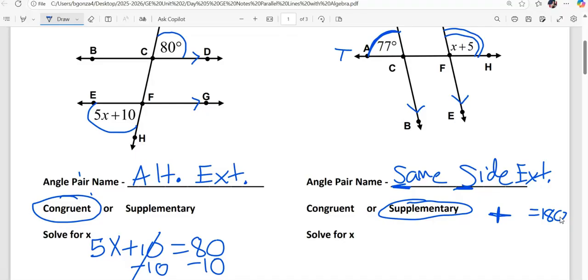All right. Well, let's set this up. 77. Do not put an equal sign. Plus x plus 5 now equals 180. I'm telling you, someone's going to do it. They're going to set everything equal and get half of it wrong and get a 50. And I told you, don't do that. You got to think.